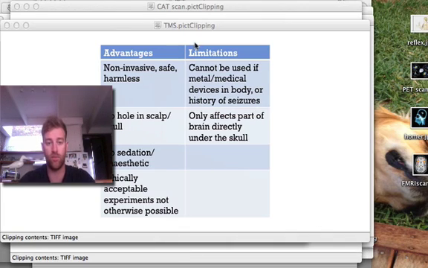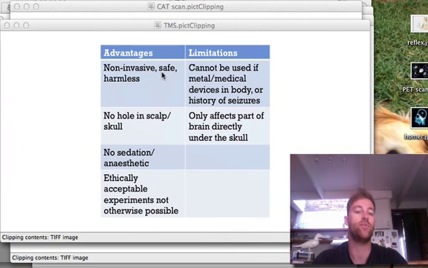So it has its benefits as well. If we go to the benefits and advantages here, it's non-invasive. It can't be used if there's metal or medical devices in the body, because they'll get attracted to the magnets and they might shoot out of you. We'll talk about that when we get to MRIs. Again, there's no hole in your skull, which is good. You don't need any anesthetic. It's more ethical because people could say, yeah, I'll be in that, because you don't have to chop my head open.